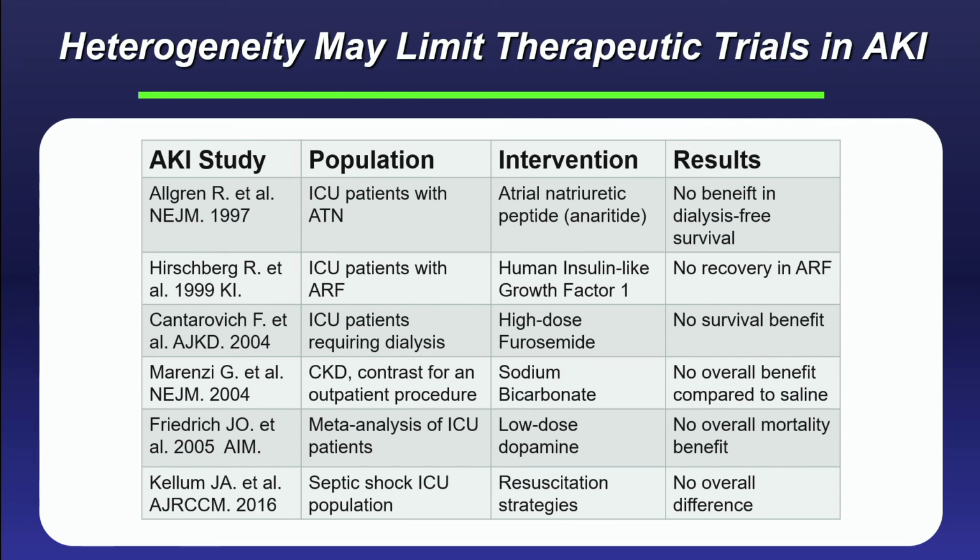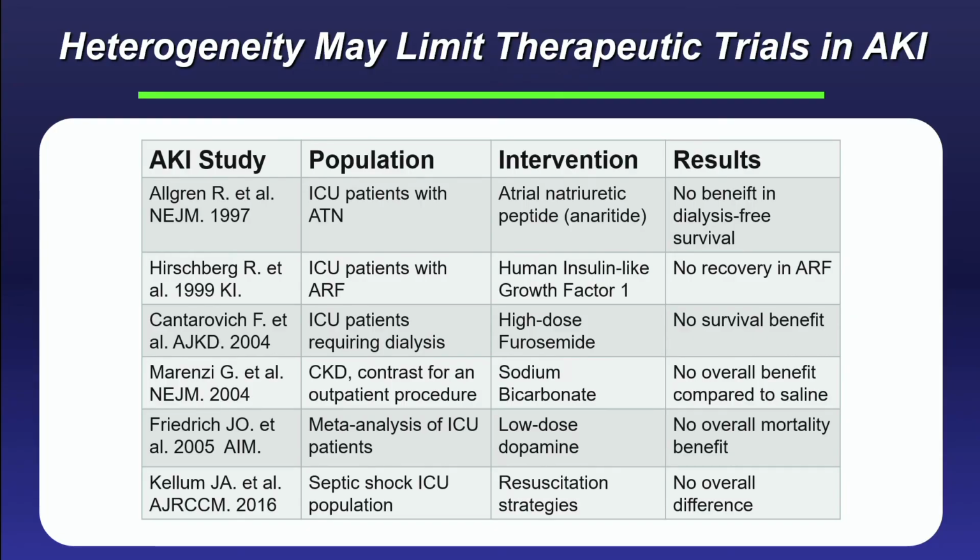resuscitation strategies. One of the main takeaways is that all these trials, even though they had strong preclinical evidence and early phase clinical trial data to be supportive, found no mortality benefit in the larger clinical trials. I think one of the reasons for that is this heterogeneity and even the phenotype. You can see the first trial looked at patients with acute tubular necrosis, a subtype of AKI, while other trials looked at patients on dialysis. And the last trial in this list looked at patients who had septic shock, who are at risk for AKI.